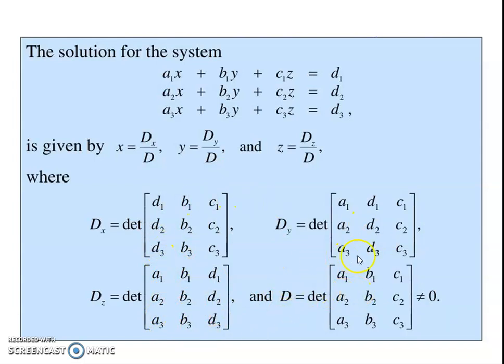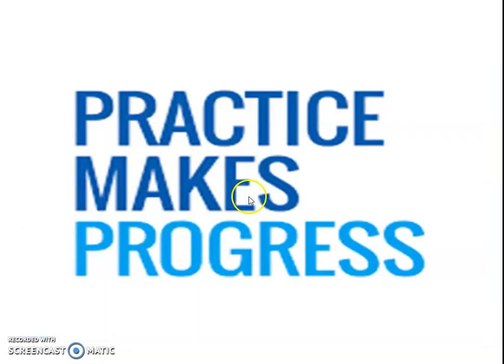After expanding the determinant of order 3 by 3, that is, finding the value of the 3 by 3 determinant, we put it in the formula x equal to Dx upon D, y equal to Dy by D, and z equal to Dz upon D. Be careful that D is always not equal to 0, whether negative or positive. Okay, let's practice makes progress.